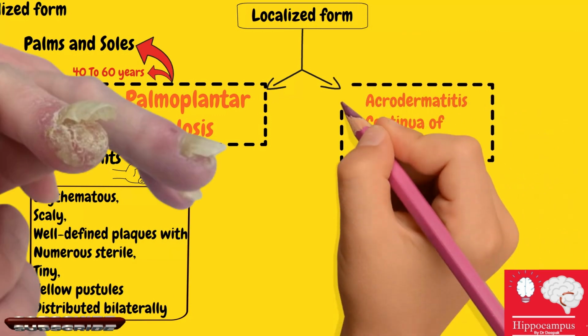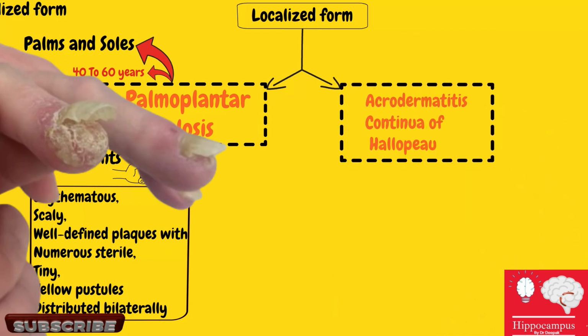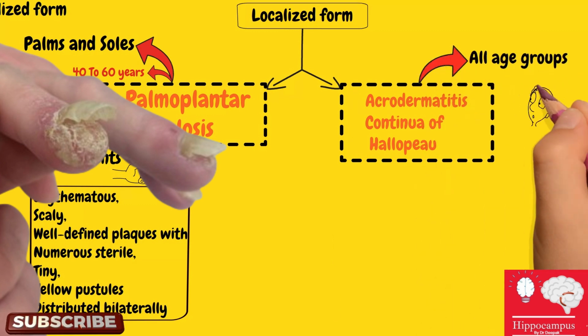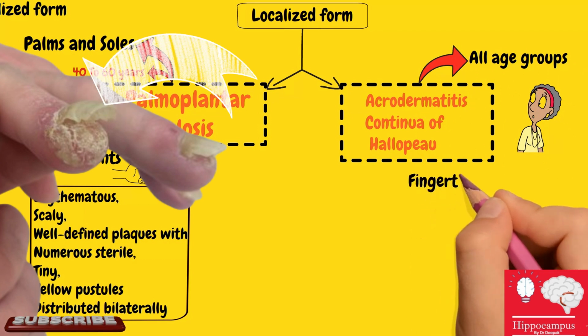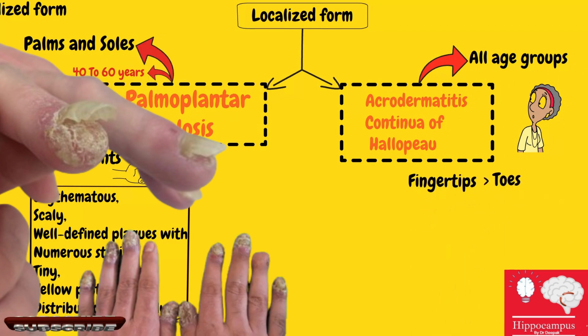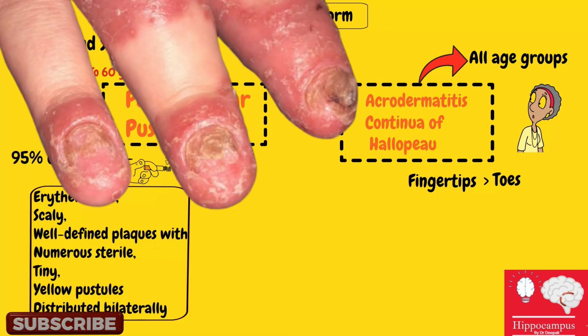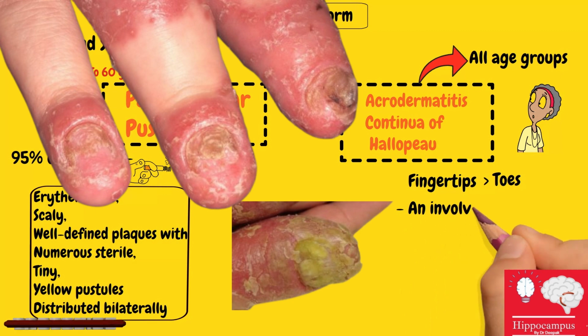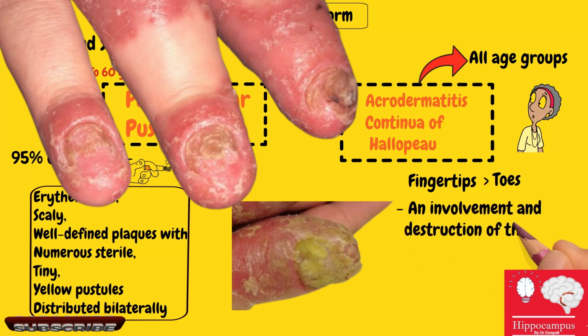Next is Acrodermatitis continua of Hallopeau. This variant can affect almost all age groups, with females being more commonly affected. Fingertips are more commonly affected than toes. Subtle trauma often produces a lesion which starts as a glazed erythema of the fingertip covered by scales. Subsequently, minute pustules appear with involvement and destruction of the nail.